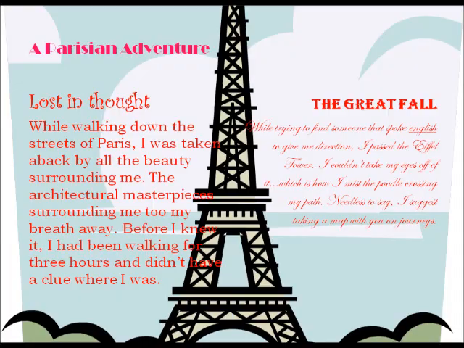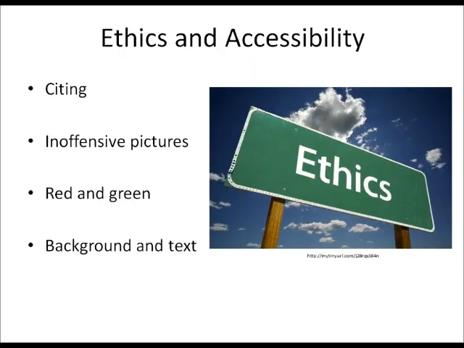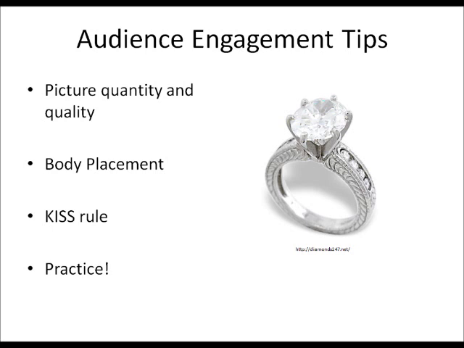So things to be aware of, keep it simple. So follow that 6x6 rule. Make sure the words that you have on your slide are important. Keywords are best. Pictures have got to make sense. And also, use good pictures. Use pictures that you have taken of your service learning. And then make sure that you cite them. Make sure those pictures are not offensive. They're appropriate for class. Don't use red and green font. And then make sure that you can see your text against your background. And then finally, cite your pictures.